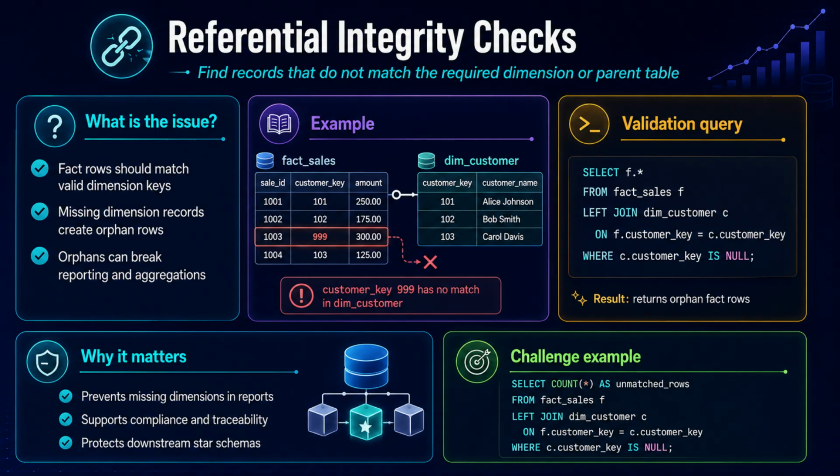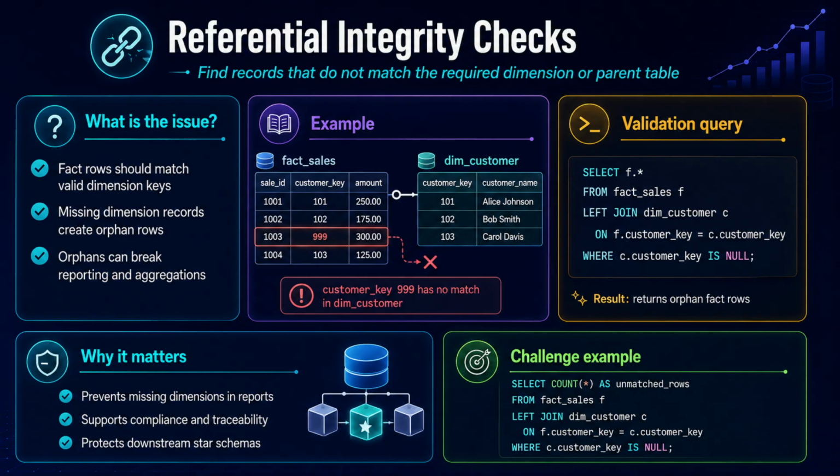For example, a fact sales table may contain a customer key, and that key should exist in the dim customer table. In the center example, the fact sales table contains customer key 999. However, the dim customer table only contains customer keys 101, 102, and 103. That means customer key 999 has no match in the customer dimension. This type of record is called an orphan row.